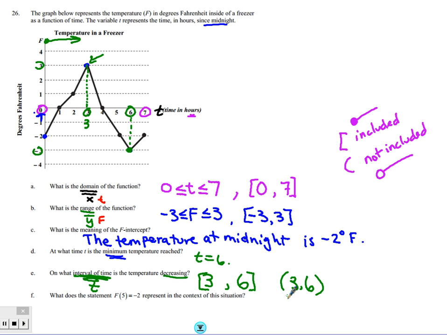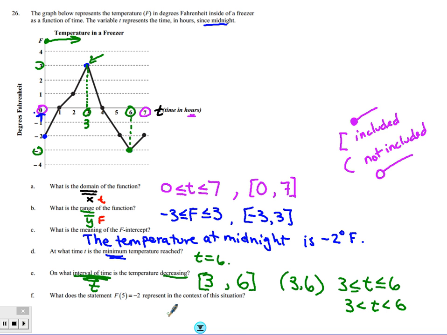Included or not included. You could also say T, the values of T between 3 and 6, and like I said, if you want to argue that it's not actually decreasing at 3 and at 6, you would say not equal to.